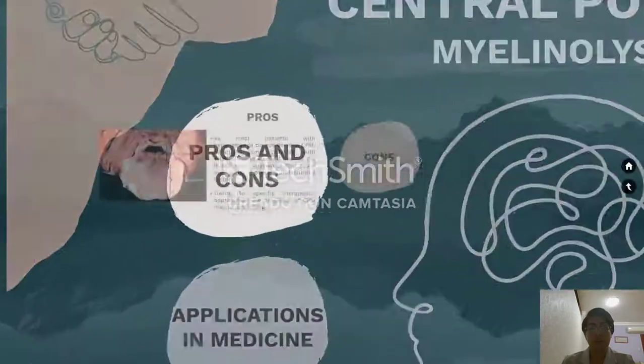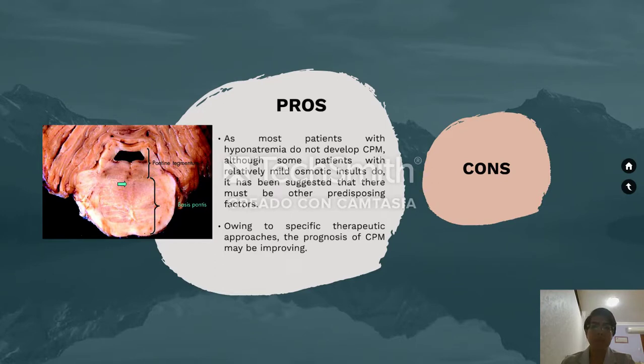Pros and cons. Pros. As most patients with hyponatremia do not develop CPM, although some patients with relatively mild osmotic insults do, it has been suggested that there must be other predisposing factors. Owing to specific therapeutic approaches, the prognosis of CPM may be improving.